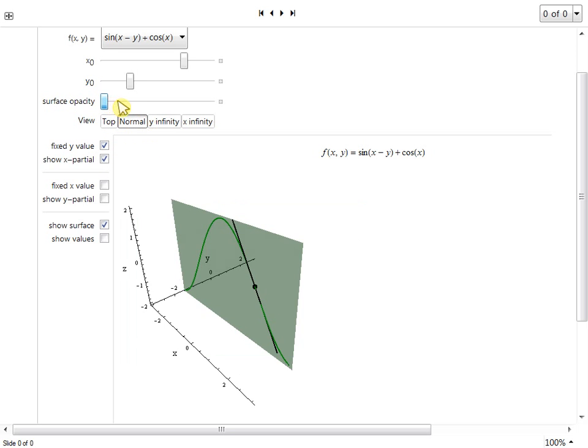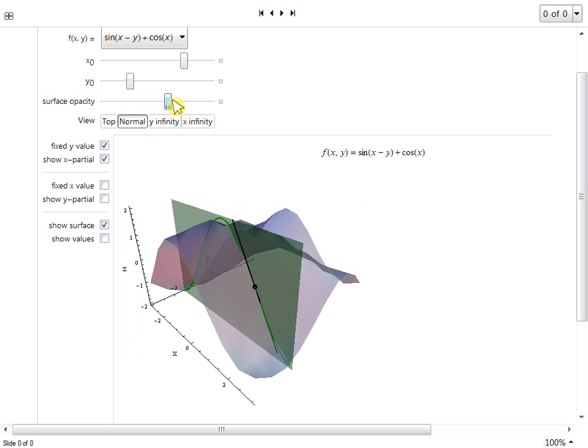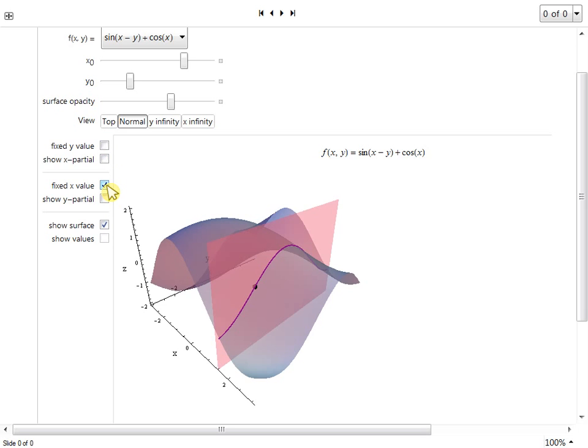Bring my surface back in here. I fixed y. Why not instead fix x? Now let me fix x. If I fix x, now I'm not allowed to change x, and I can change my y, and now I'm going to move along this curve, right? Those are two separate curves, aren't they?